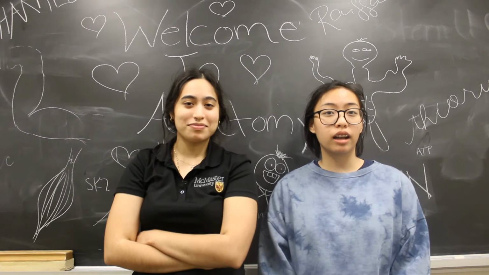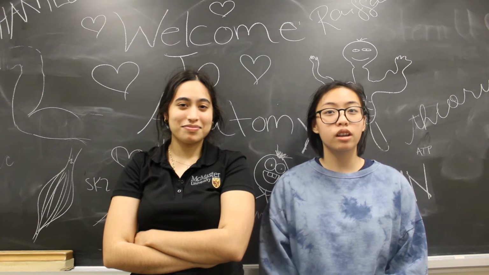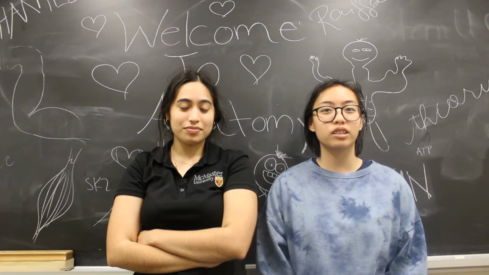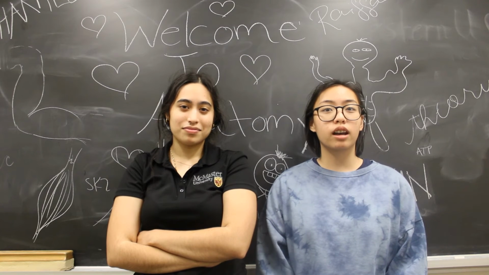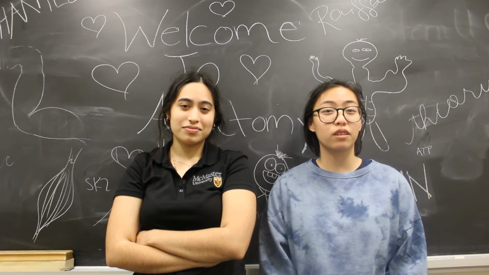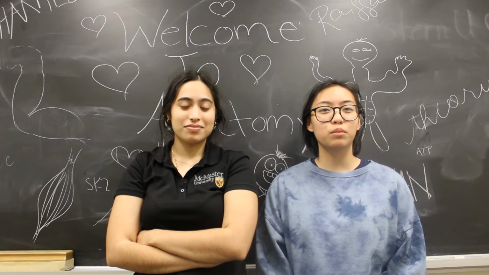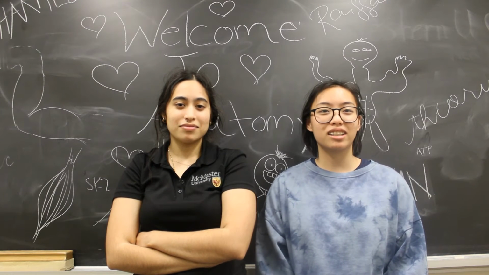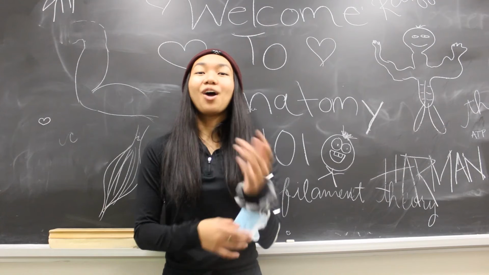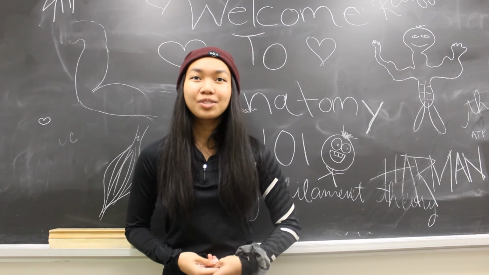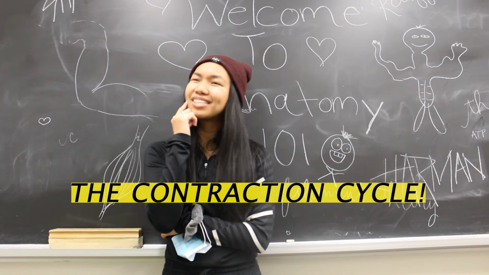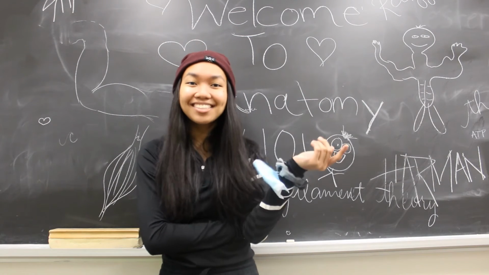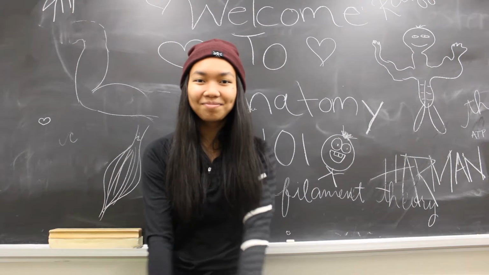Myosin is able to pull actin towards the center of a sarcomere using the actin binding sites present on the globular heads of the myosin molecule, but only when calcium changes the configuration of troponin, which moves tropomyosin out of the way of the cross-bridge binding site on actin. The whole cycle of contracting a muscle was called, what was it again? Oh yes, the contraction cycle. And the contraction cycle requires ATP.